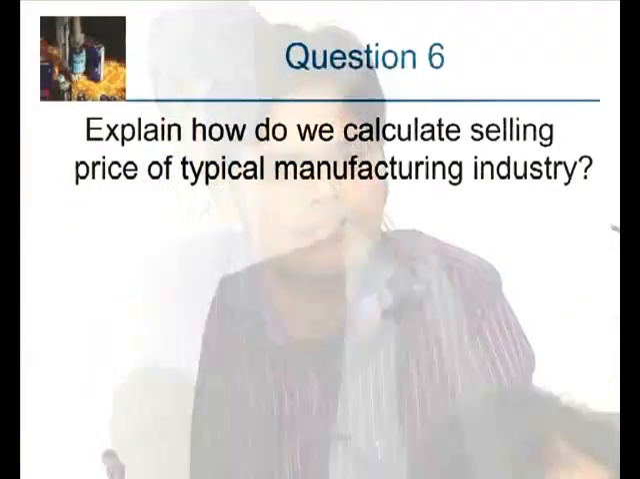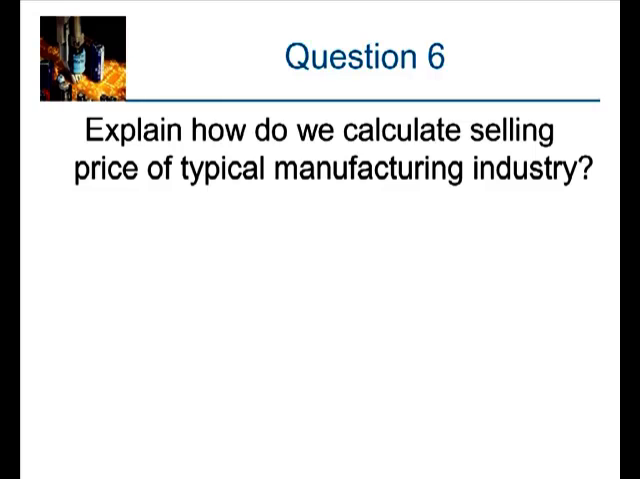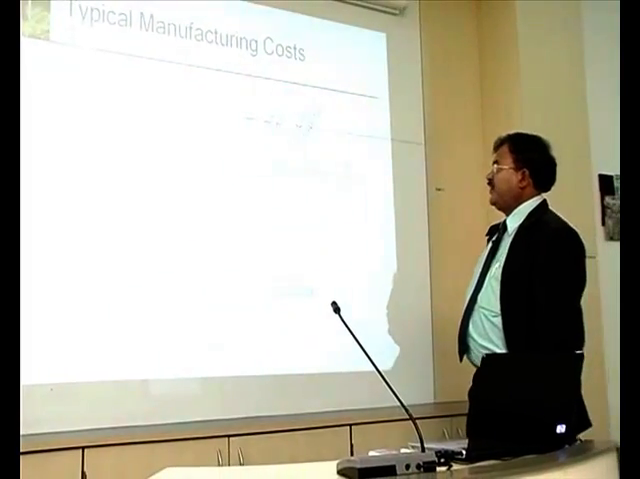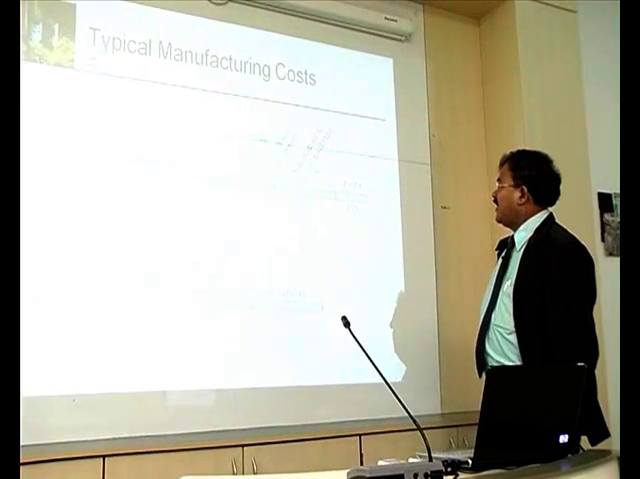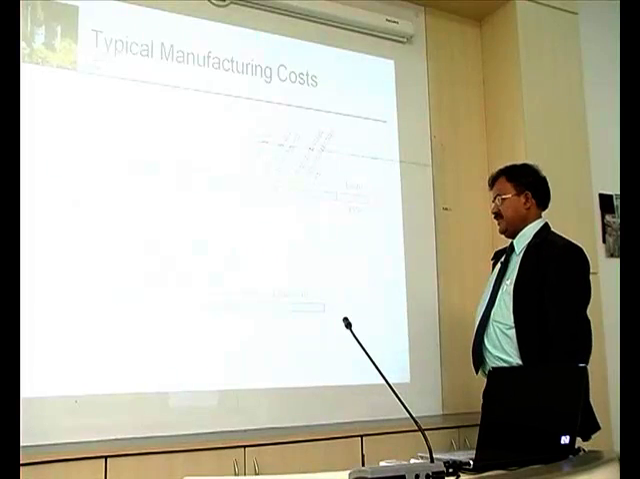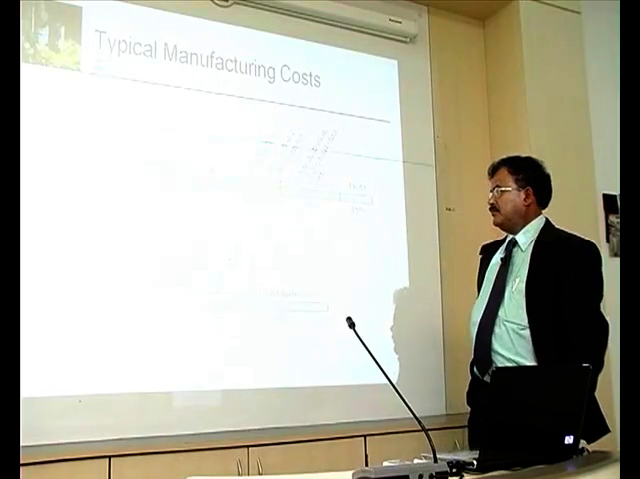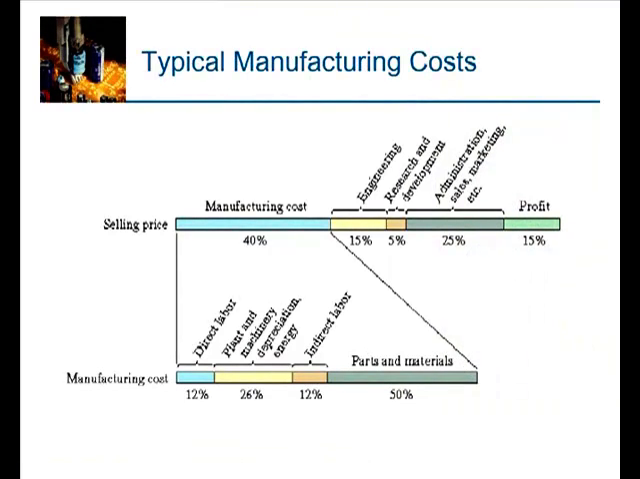My next question is, how do we calculate selling price in a typical manufacturing industry? Take this slide. If you see the slide, the components of selling price are included. The components of selling price include manufacturing cost, engineering cost, R&D cost, administrative, sales and marketing costs, and profit. In fact, the major part of selling price is manufacturing cost. Manufacturing cost includes direct labor, plant and machinery costs, indirect labor, material cost, tool costs, etc.